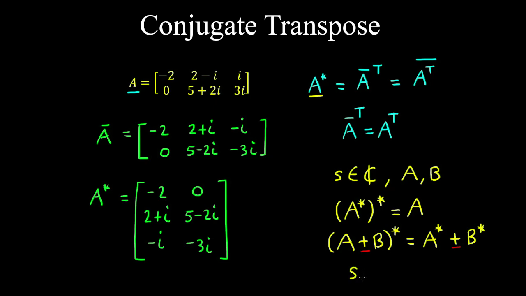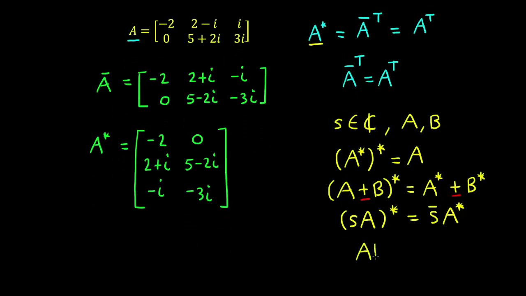And multiplying a complex scalar by a matrix and taking the conjugate transpose is equal to the complex conjugate of the scalar times the conjugate transpose of the matrix. And the conjugate transpose of the product of two matrices is equal to the conjugate transpose of the second matrix times the conjugate transpose of the first matrix. So if A and B both had real entries, then the conjugate transpose is replaced with the transpose.